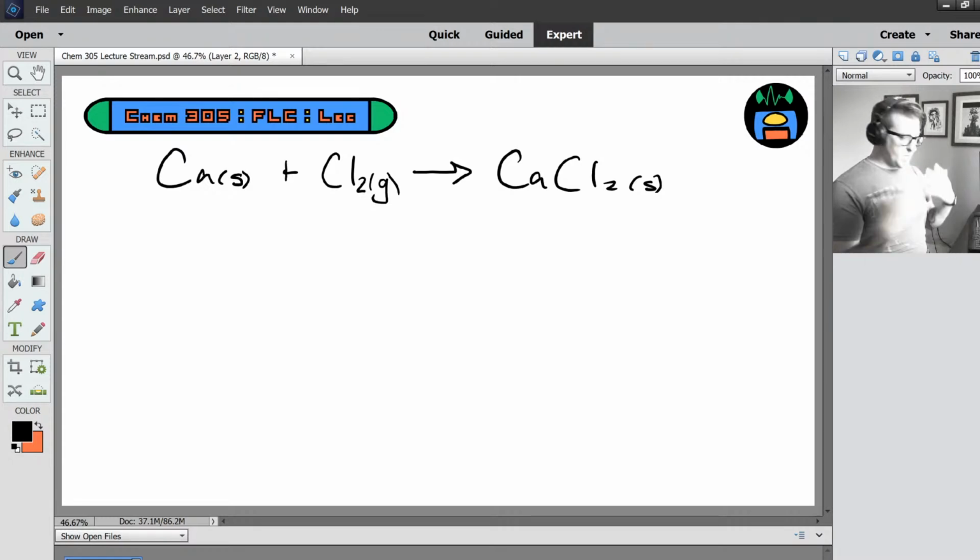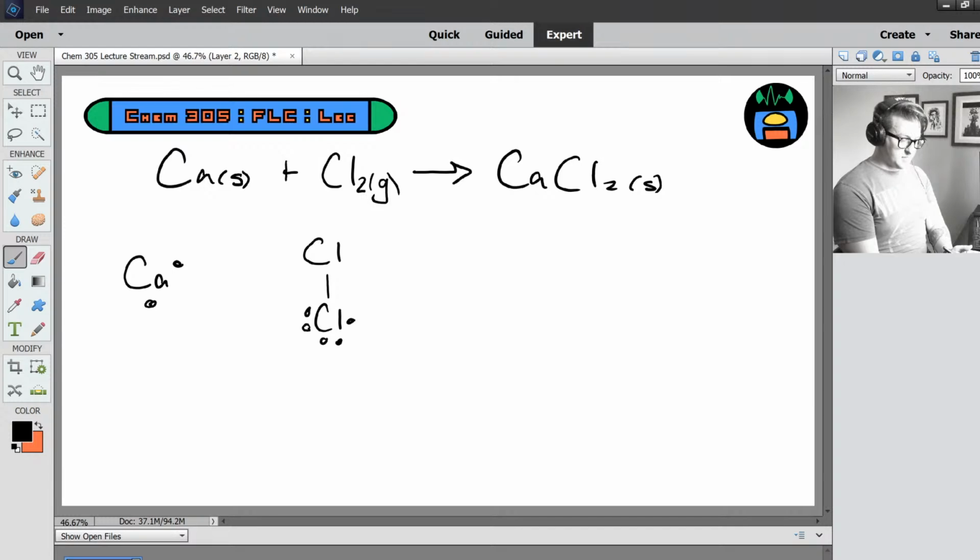And for this to happen, you've got a calcium atom, which we know has two valence electrons, and we have a molecule of chlorine, whose Lewis structure looks like this. And in order for this compound to form, these two have to react. They have to get close enough to each other to collide.